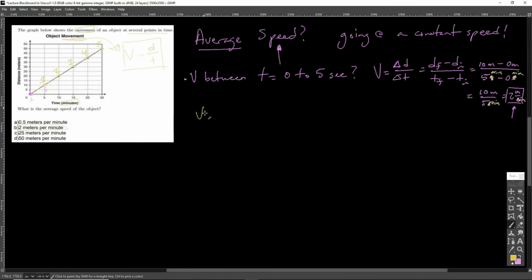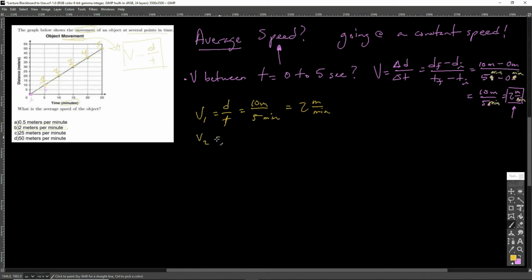Okay, so let's calculate the velocity at V1. Well, it's just distance over time. It's one point. I'm only looking for one point here. So the distance was 10 meters over 5 seconds. What was the velocity? Oops, I keep using seconds. I'm so used to it. Meters per minute. 2 meters per minute.